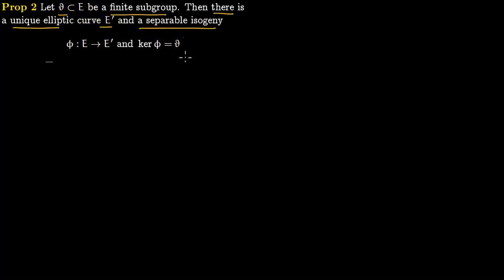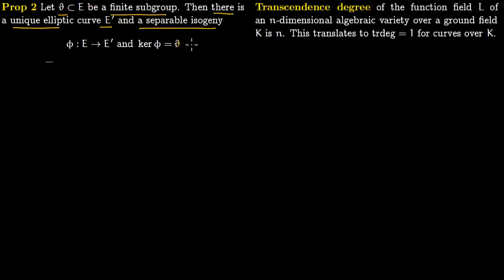To prove this theorem we need a fact. You know that corresponding to every algebraic variety there is a function field, so we can talk about the transcendence degree of this function field. The transcendence degree of a function field L of an n-dimensional algebraic variety over some ground field K is n. So an n-dimensional algebraic variety has transcendence degree n. For curves, including elliptic curves, this transcendence degree is 1, because they have dimension 1. So the transcendence degree is 1 for curves over K. We will need this shortly.